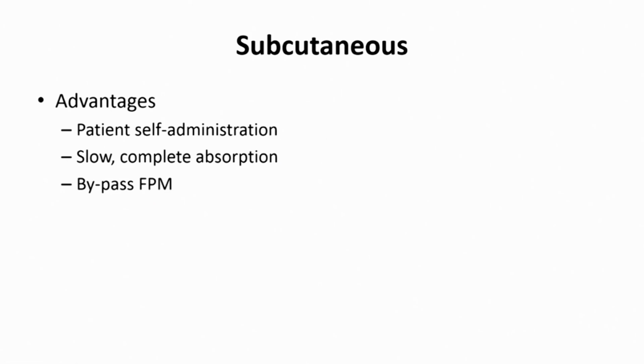Okay. So, we are going to finish the oral discussion now and move on to another form of delivery, which is the subcutaneous delivery, also sometimes abbreviated as SC. So, if somebody says there is an SC injection, that means it is subcutaneous. And what is subcutaneous? Subcutaneous is an injection just under the skin.